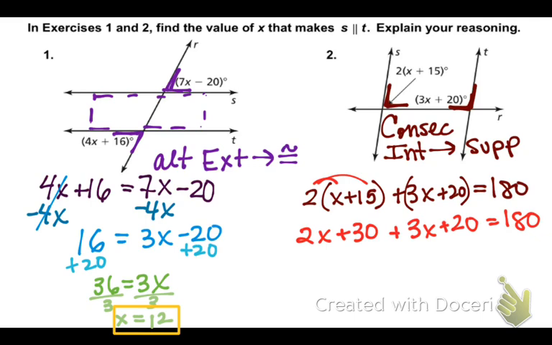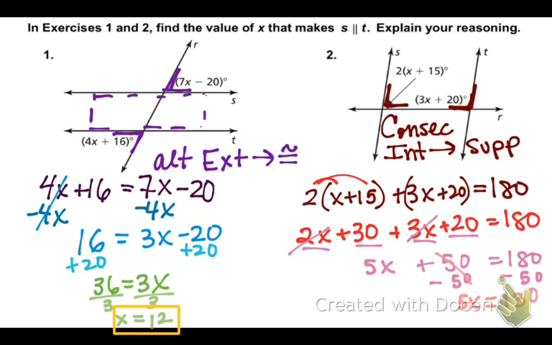Now I need to keep combining. So 2x and 3x are on the same side. 2x and 3x make 5x. 30 and 20, so I'll combine those. 30 and 20 make 50, equals 180. Subtract 50 on both sides. So we get 5x equals 130. Divide by 5. What does x equal?